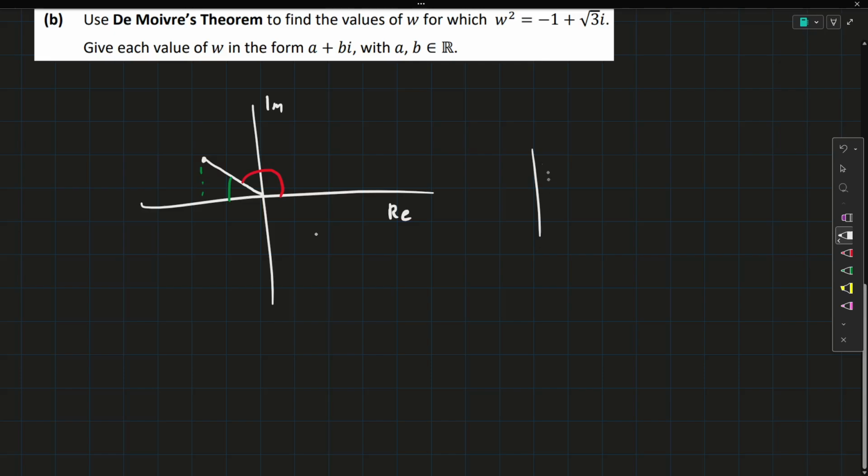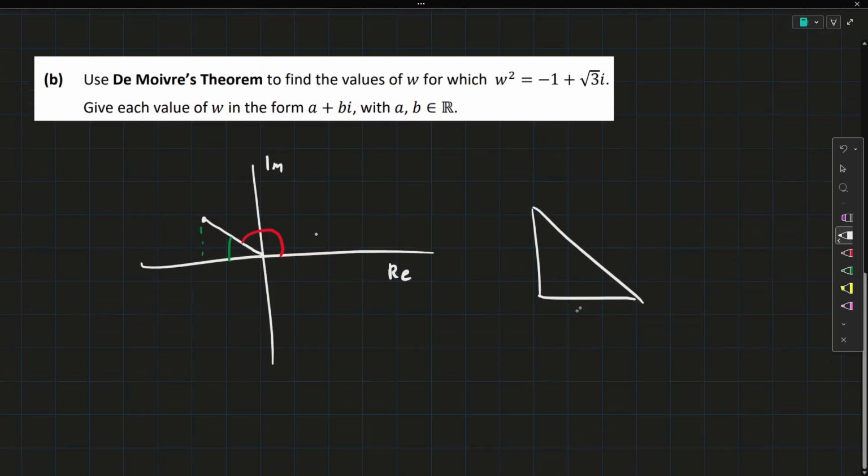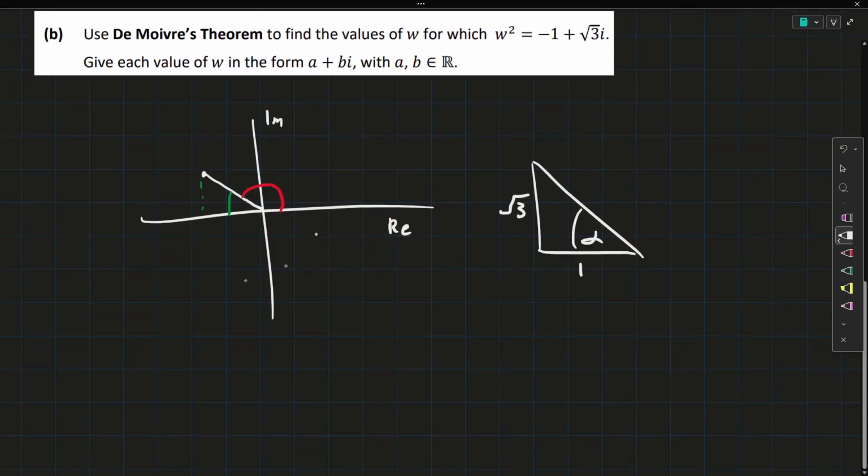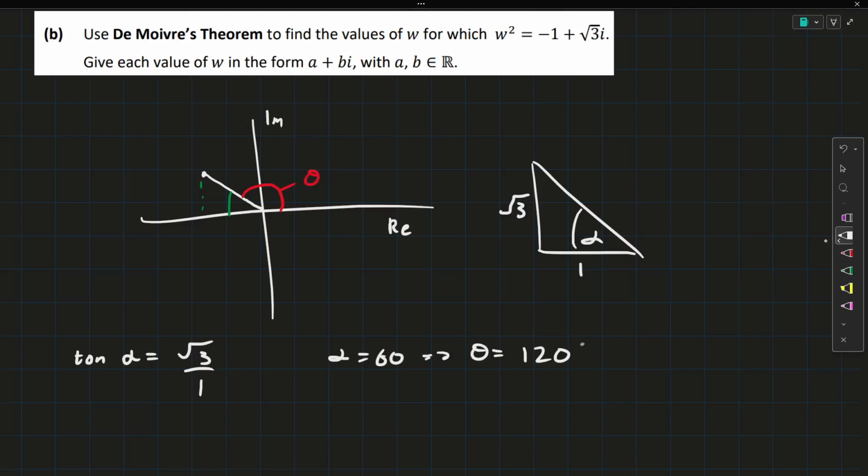So for the angle, here's a right angle triangle. This is a distance of 1. This is a distance of √3. Let's figure out what this angle here is. I'll call it alpha. So we can use tan. tan α will be equal to opposite, which is √3, over adjacent, which is 1. Tan inverse on both sides, and we get that alpha is equal to 60. Then we'll call the red angle here theta. So theta has to be equal to 180 minus 60, which is 120 degrees.